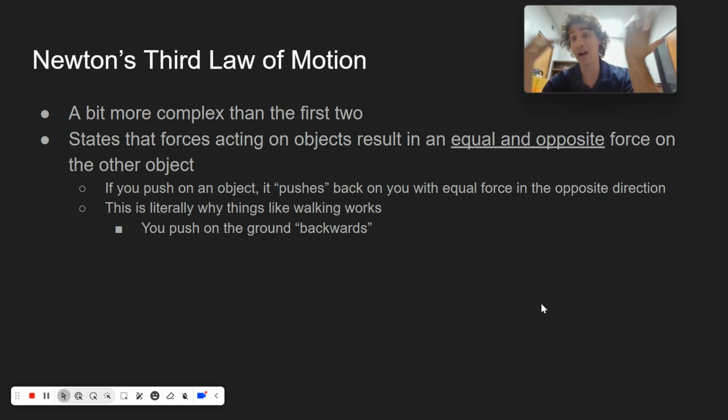Okay. This is how rockets work. How does a rocket work? It's shooting hot gas out of the back of it, out of the bottom of it, and that makes the rocket go up. Okay. So just some examples here. Hopefully you're going, okay, kind of get it.